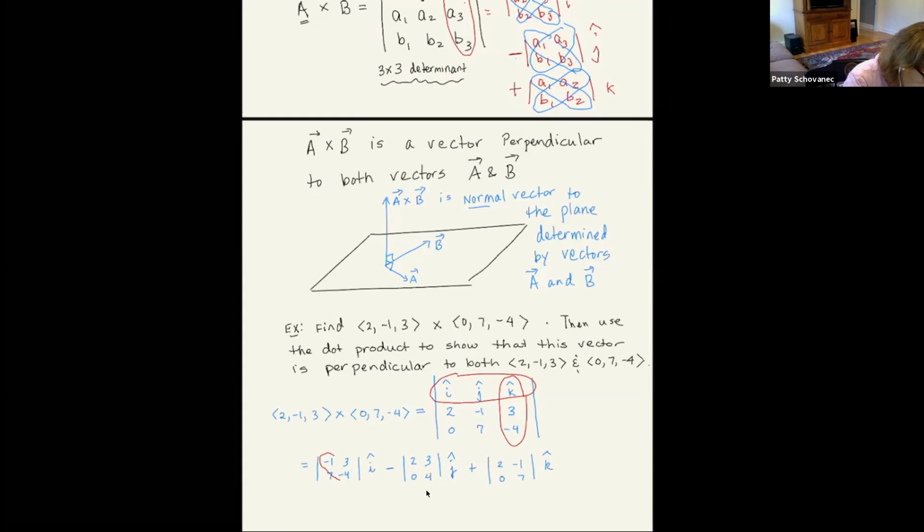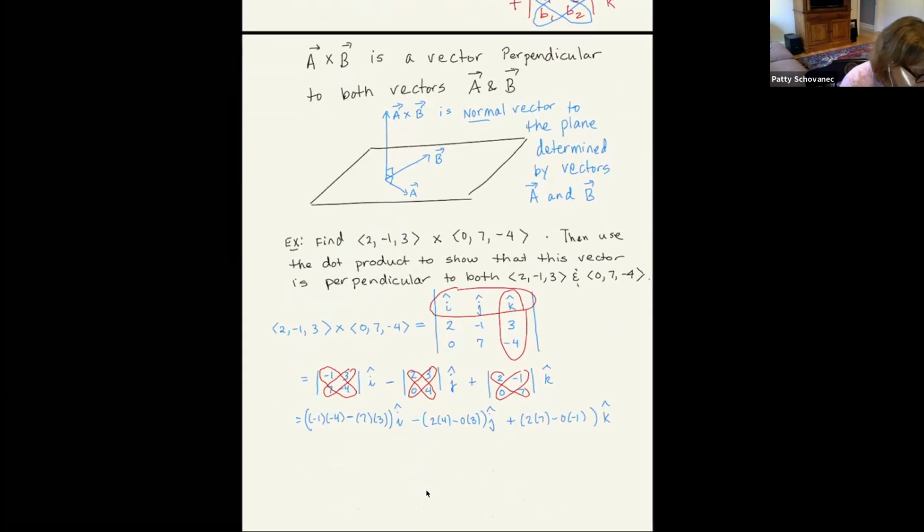So we do that by first multiplying these two numbers together: -1 times -4. Let's just write it. And then you subtract the reverse diagonal, 7 times 3. And that number goes in front of the i. For the next one, I've got 2 times 4 minus 0 times 3 in the j direction. And then plus, I've got 2 times 7 minus 0 times -1 in the k direction.